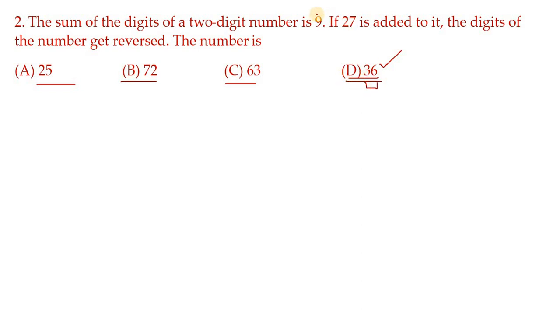So 3 plus 6 is 9. Now add 27 to this 36. So how much will we get? We get 63. Yes, now 36's reverse number is 63. Hence the correct option is D. Move on to the next one, children.